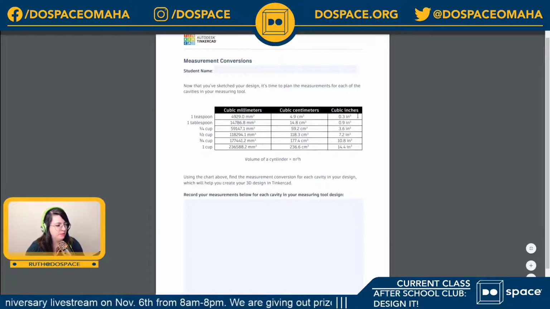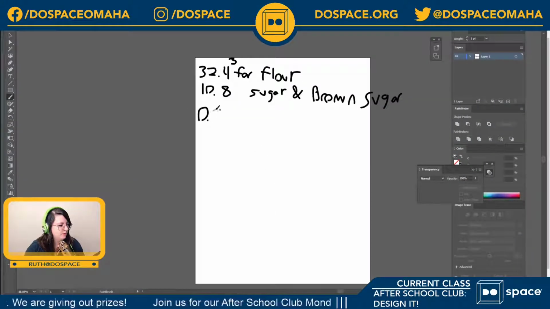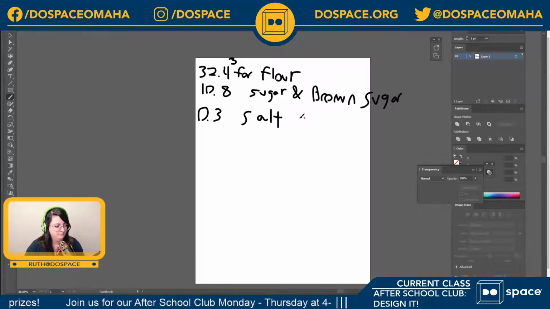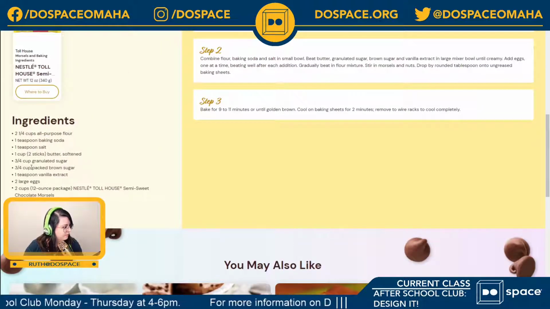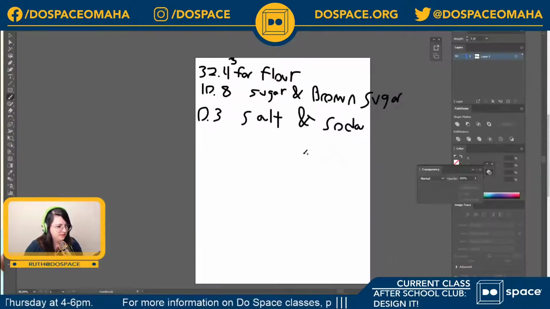1 teaspoon is 0.3. I might want to do centimeters in here because that's more accurate, but I want to keep my measurements the same. So 0.3. So 0.3 for salt and baking soda. Okay, and you got 3/4. Oh, and also for the vanilla extract. I might make these all separate.